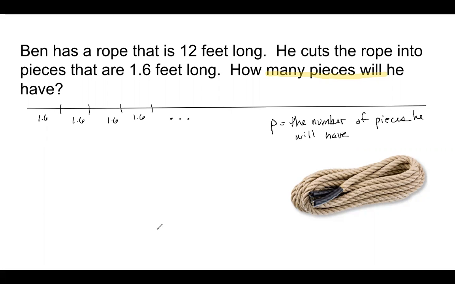So what's happening here? Cutting a rope into pieces, if all those pieces are the same size, is dividing the rope up. Agreed? This rope is being divided into pieces. So I am going to take what's being divided, the whole thing, that's 12, and divide it by the number of pieces, which is P, and I know that answer is going to be equal to 1.6, right? So I have the whole thing divided into pieces, and each piece is going to be 1.6 feet.